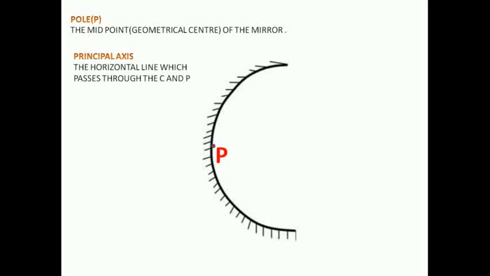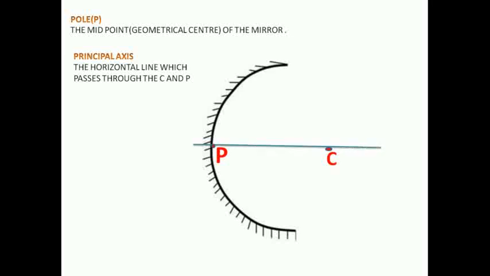Now next one is the principal axis. The horizontal line which passes through the capital C and capital P is known as principal axis. What is this capital C and capital P? Capital C represents the center of curvature and capital P represents the pole. Now we have taken a concave mirror and we have identified the pole and center of curvature for this. Now we are trying to draw a line through these 2 points. We have drawn a line through these 2 points. What does that line represent? That line represents the principal axis.